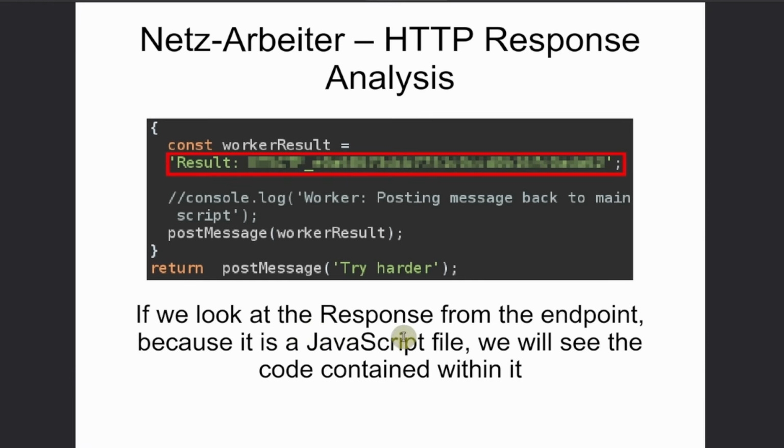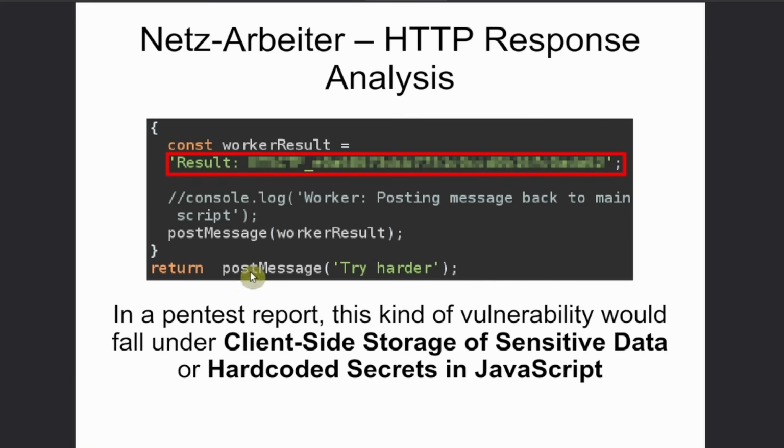If we look at the response from that endpoint, because it's a JavaScript file, we will see the code contained within it. Anytime you can see some JavaScript, you're going to be able to see all the code inside that JavaScript file. But in this case, it actually has a flag. In a pen test report, if we were to report something like this, where there's some sort of sensitive information inside of a JavaScript file that's sent as part of a regular request, this kind of vulnerability would fall under the client-side storage of sensitive data vulnerability or hard-coded secrets in JavaScript.